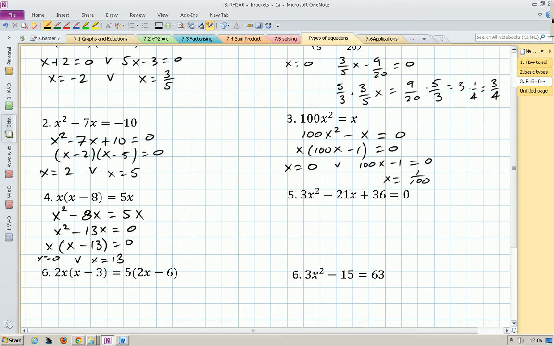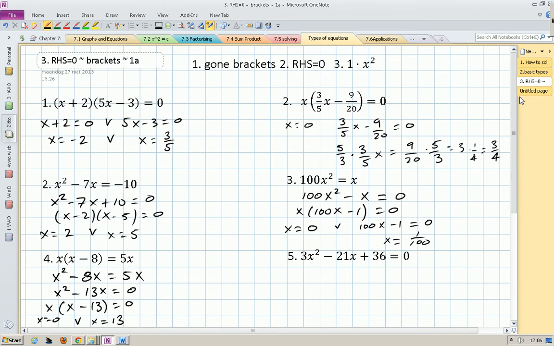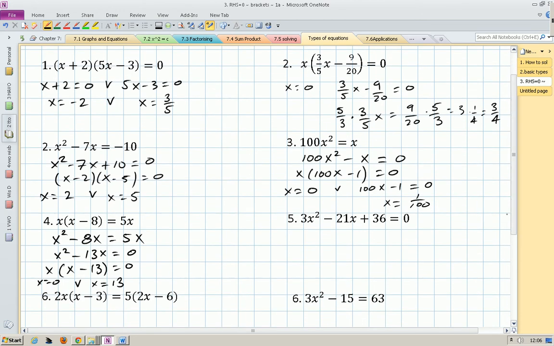Fourth example. All right, now for the fifth example, I go to my rules. Okay, there's no brackets. The right-hand side is already 0, but I do see that I've got a number, or what's called the coefficient of x squared. The number in front of the x squared is not 1, it's 3. We need to get rid of this 3. So the first step is to divide the entire equation by 3.